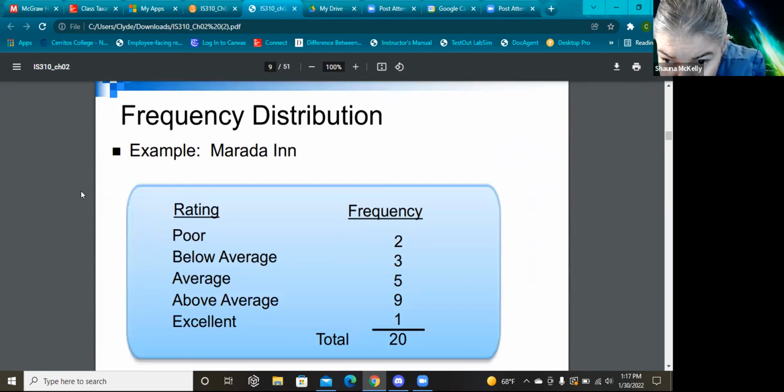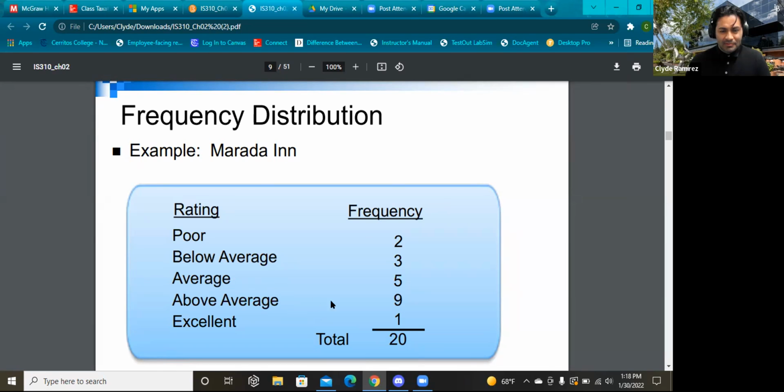And so here's your frequency distribution. Now we can see from the distribution that about half the people had above average accommodations. So that's not too bad. It's not great, but that was by far our most common rating, this is our mode right here. So that's a good sign.